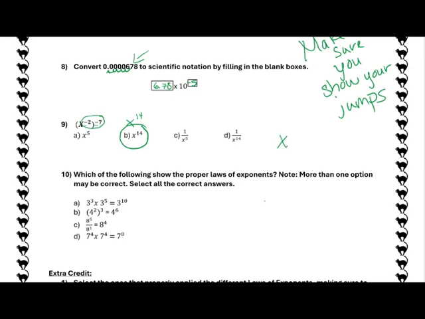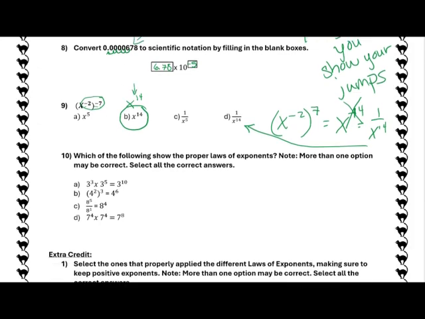If I had x to the negative 2nd to the 7th like that, that would be x to the negative 14th. And because there's a negative in the exponent, I would have to flip it, and then our answer would be D. But it was not negative, it was positive, so just x to the 14th.